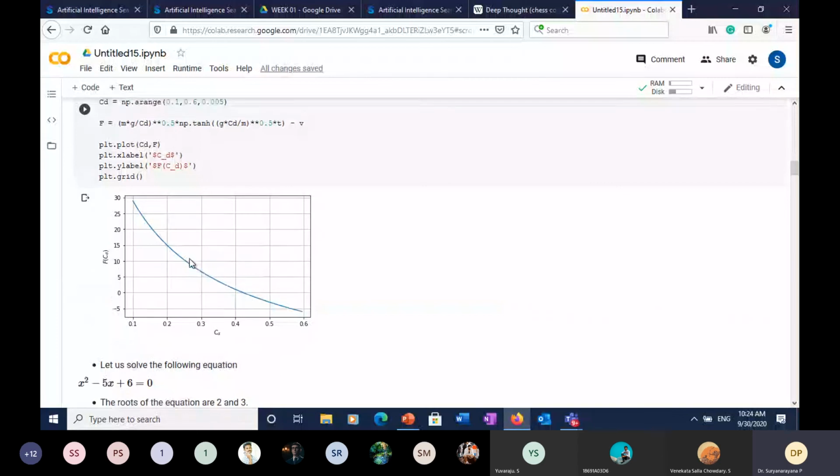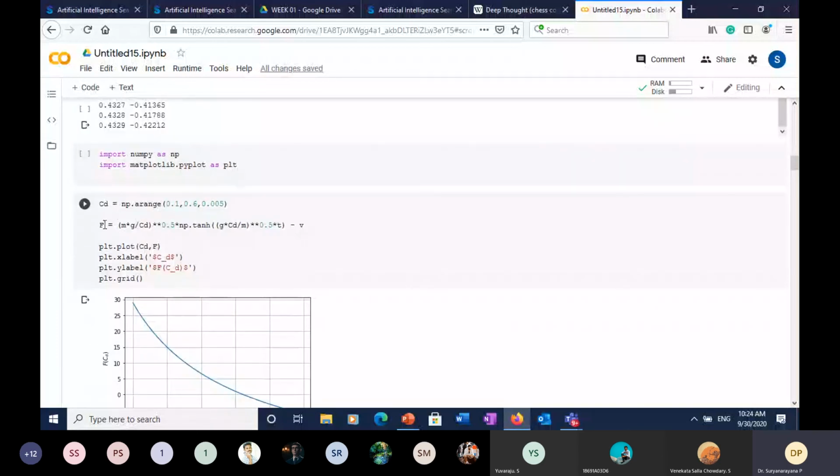You see, for a range of CDs, I have plotted the function. First of all, I had to change the function such that it looks like f of CD equals 0. That's why I brought the square root of mg over CD times tan hyperbolic of square root of g CD over m times t, minus v. Because I brought the v to the other side also, so that this whole thing becomes 0. The equation for which I'm trying to find a solution now is that this expression equals 0.